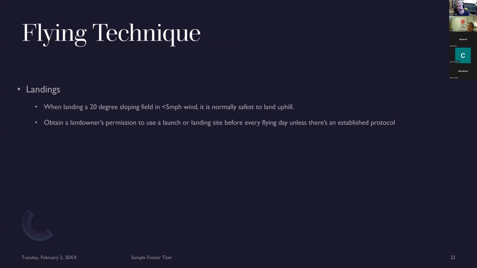You want to obtain a landowner's permission to use a launch or landing site before every flying day unless there's an established protocol.